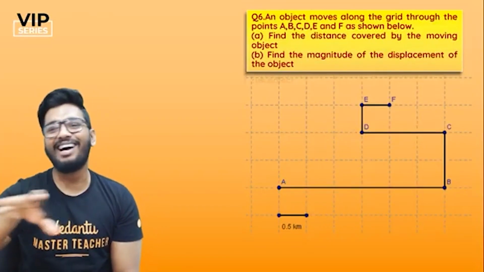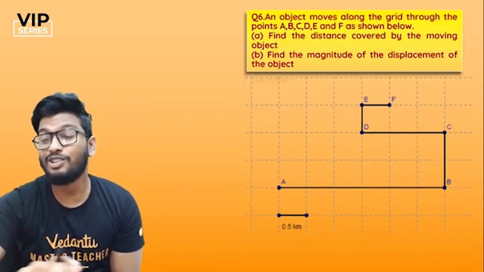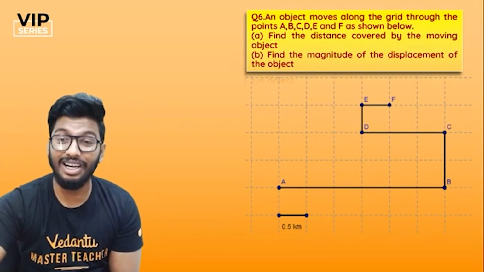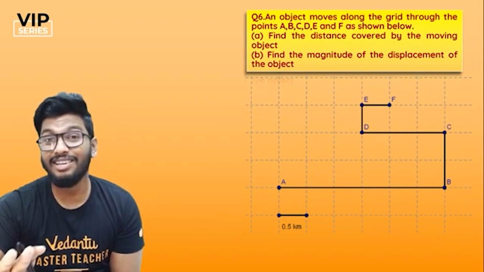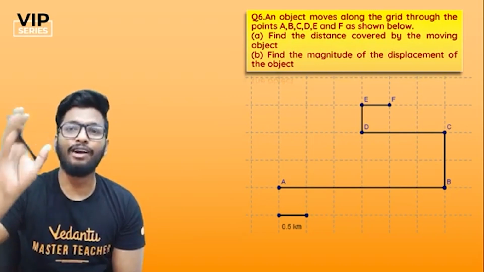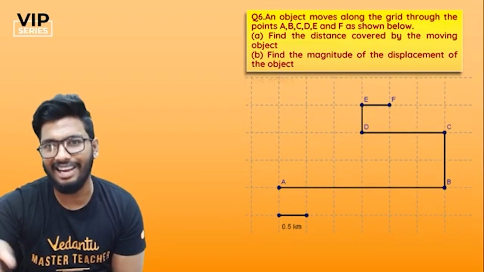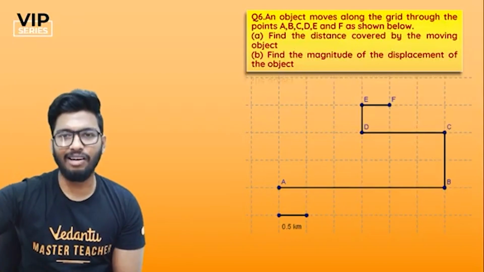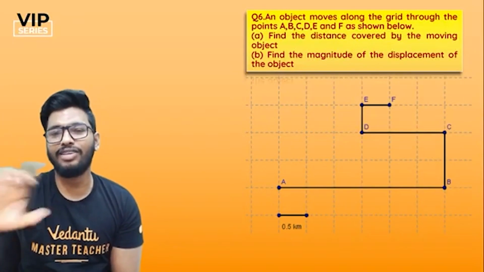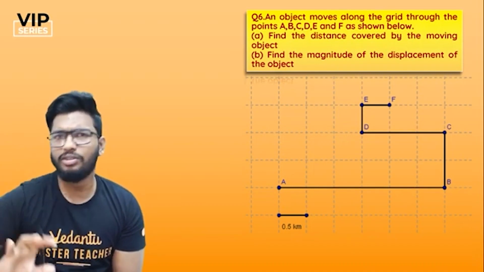This is one of my favorite questions. This has been asked so many times in your finals, and more importantly, this is a very important question taken from your exemplar. You have this in your textbook as well. The question is this: an object is moving along a grid through points A, B, C, D, E, and F, right? Find the distance covered by the moving object. Find the magnitude of displacement of the object as well. I'm going to do it right here itself because I want to see the diagram as well.